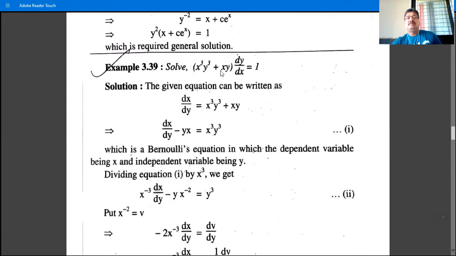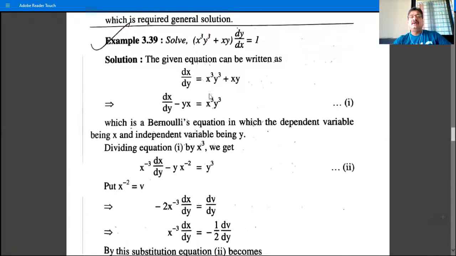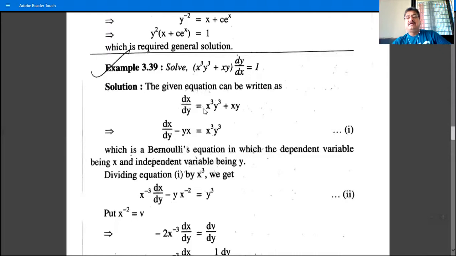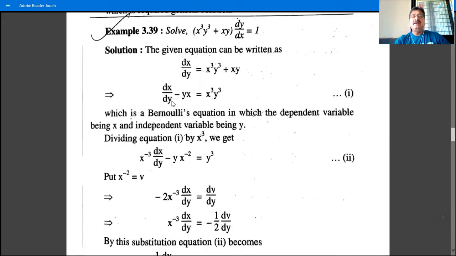Okay, so solve x cube y cube plus xy, dy by dx is equal to 1. Again, the given equation is written in the form dx by dy is equal to x cube y cube plus xy. That is, shift this x cube y cube plus xy to the RHS, it becomes 1 by x cube y cube plus xy, and then take the reciprocal of both sides. So dx by dy is x cube y cube plus xy, and then dx by dy minus yx is equal to x cube y cube.